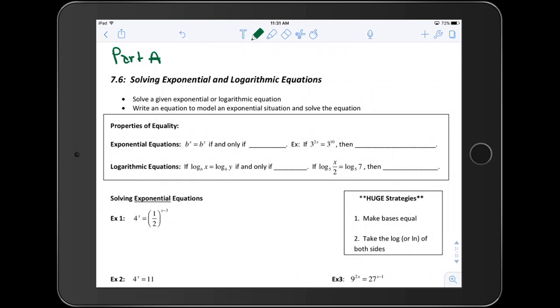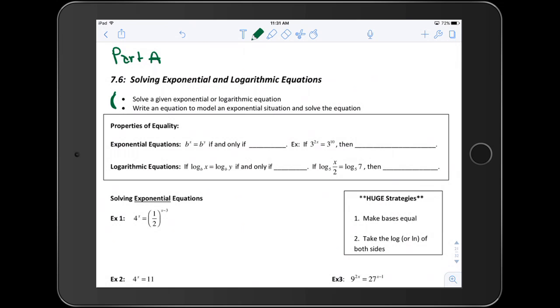This note guide is broken up into two sections. The first part is just showing you strategies on solving. And then the second part is application, and I want to take my time there to make sure I explain how to set up the problems and then solve them. So here are our two objectives. Part A: solve a given exponential or logarithmic equation. That's the first thing I'm going to do. And then part B will be: write an equation to model an exponential situation and then solve that equation.